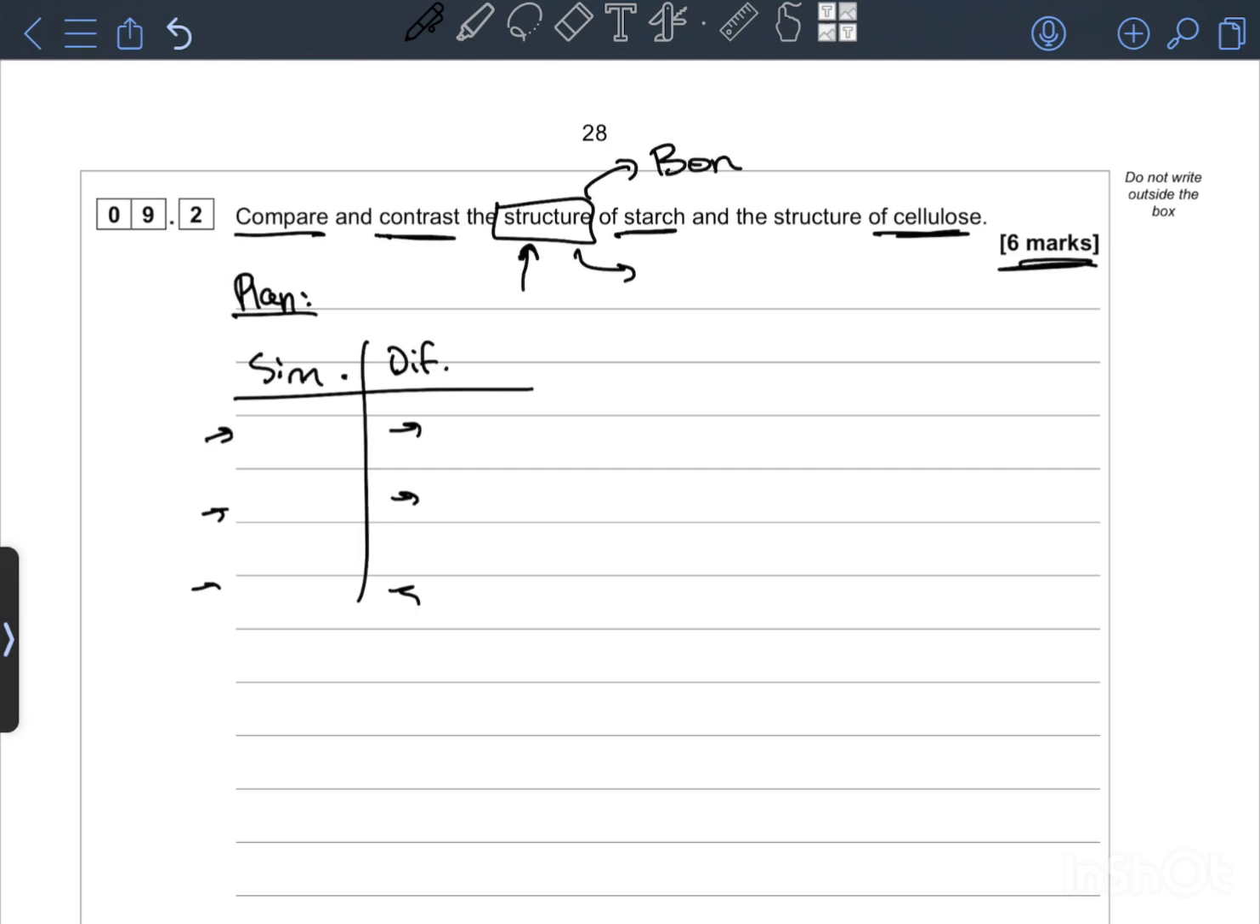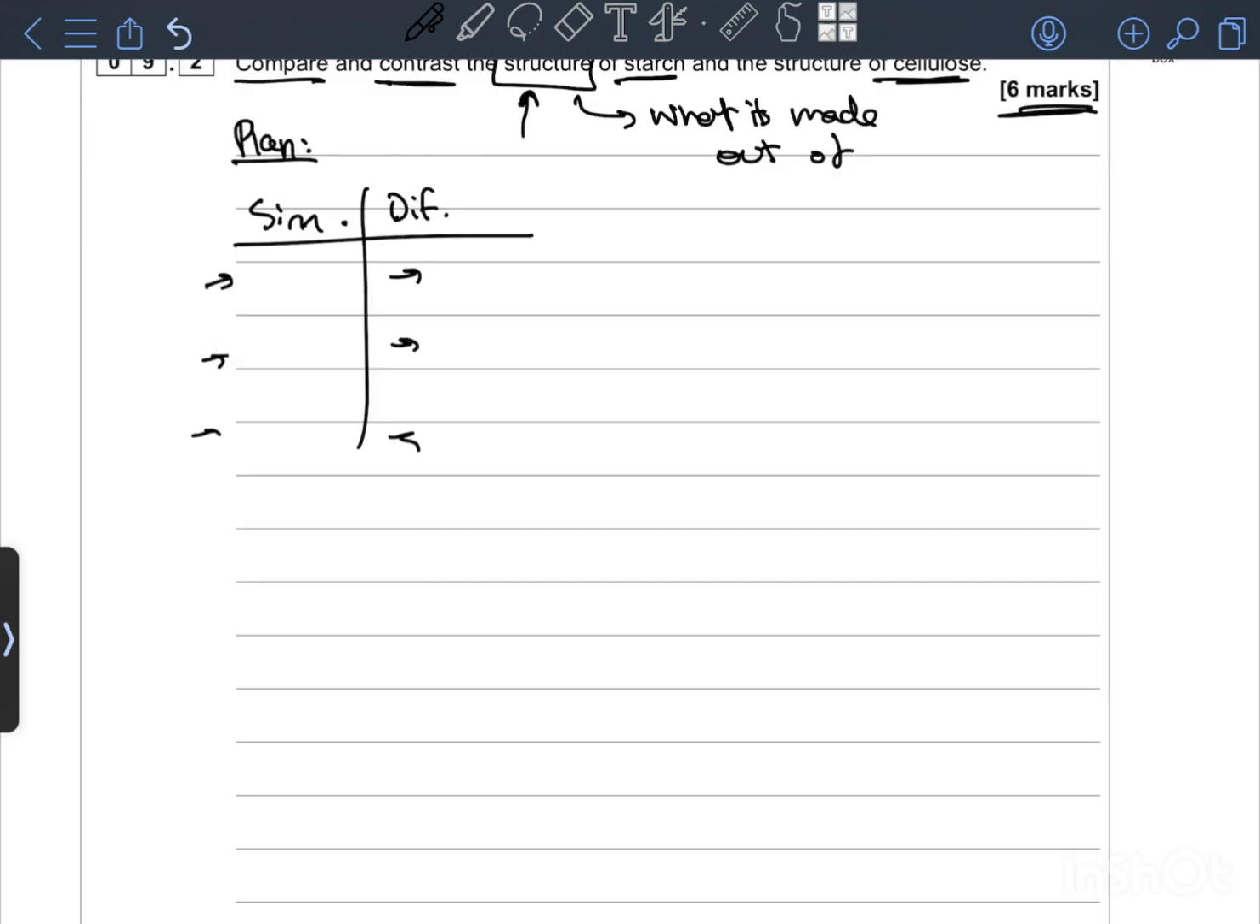Talk about bonds, talk about what it's made out of, and other things as well. So it's good to brainstorm your ideas. Obviously this needs to be very, very quick in an actual exam. I'm just showing this for demonstration purposes.